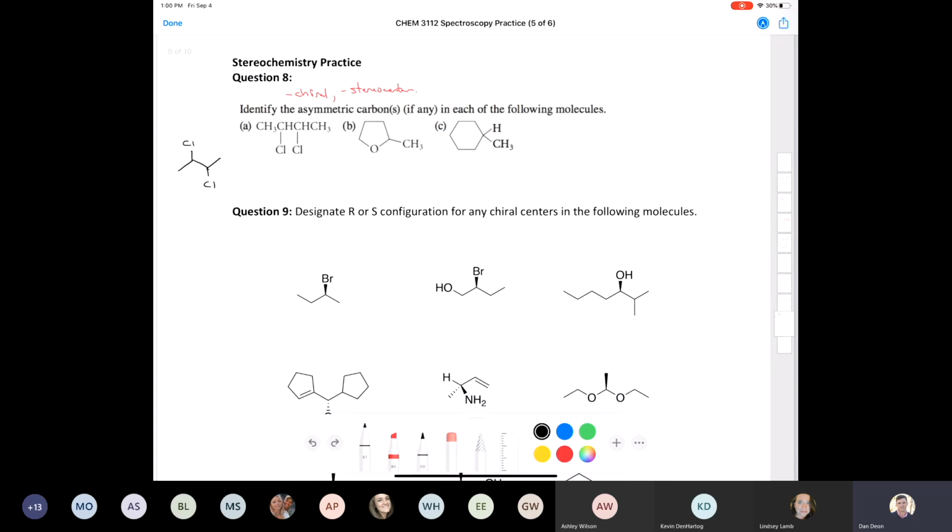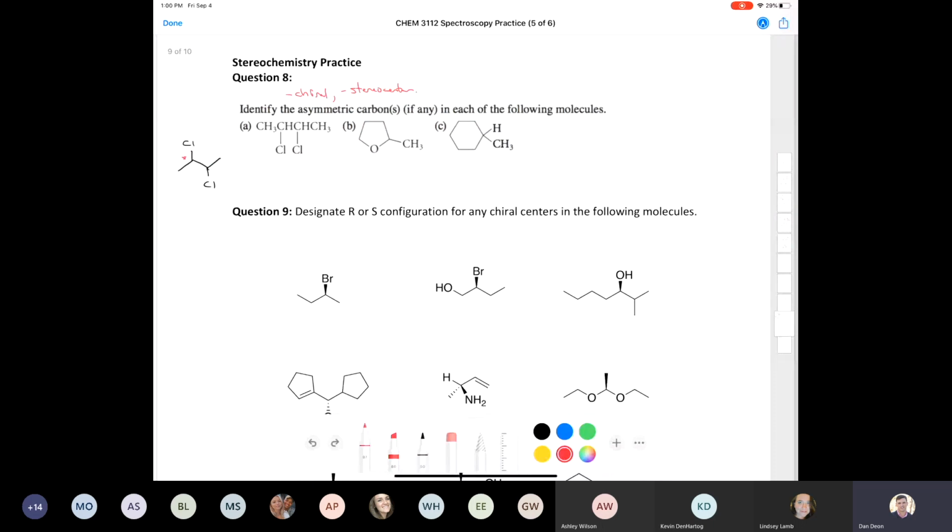But remember, meso compounds do contain stereocenters, okay? They just have a plane of symmetry, which cancels out or negates their ability to rotate plane polarized light overall, because the 2 stereocenters will both rotate plane polarized light in equal and opposite amounts, which will give you a net result of no rotation. Okay, anyhow, where are the 2 stereocenters? I have a stereocenter here and a stereocenter here.